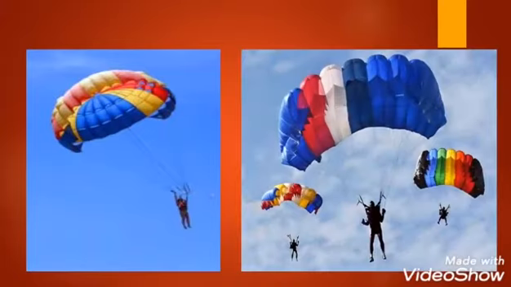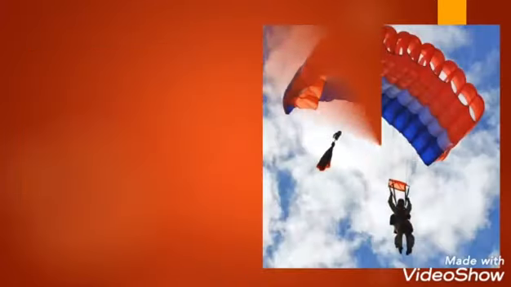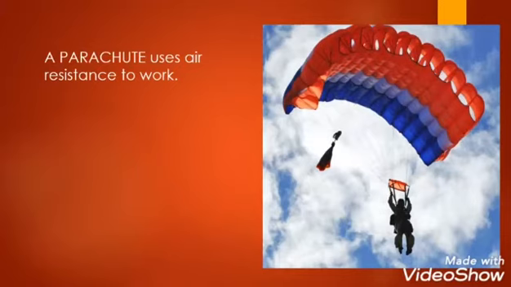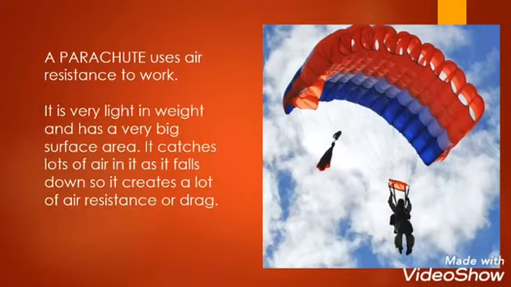Air resistance also pushes against falling objects and slows them down. A parachute uses air resistance to work. A parachute is very light in weight and has a very big surface area. It catches lots of air in it as it falls down, so it creates a lot of air resistance or drag.